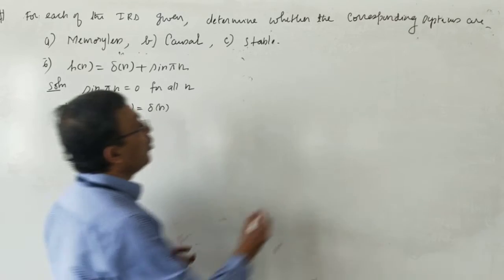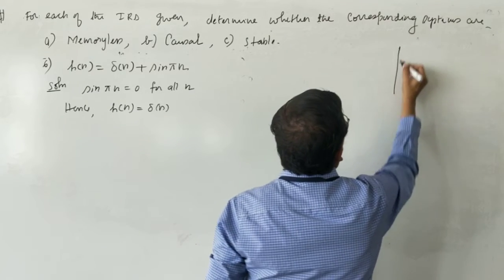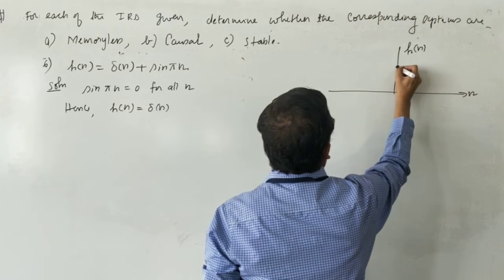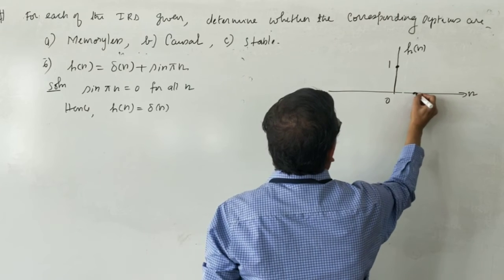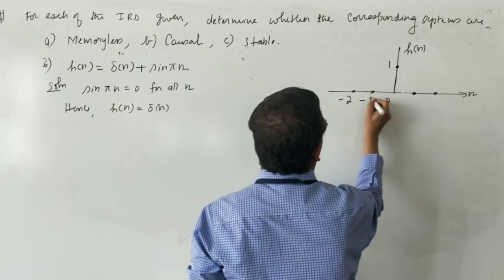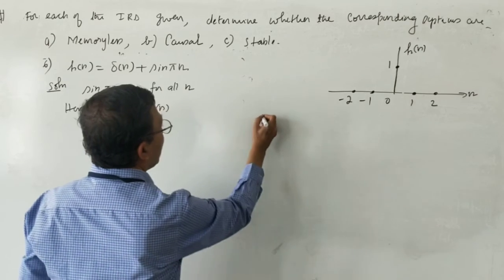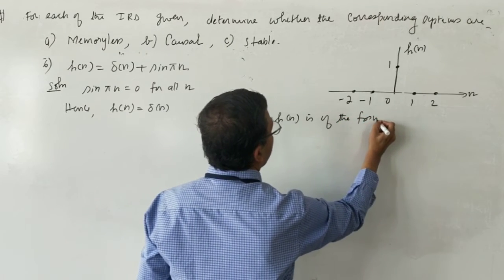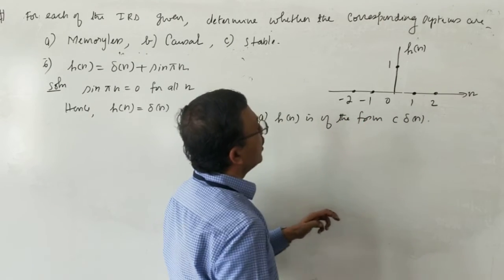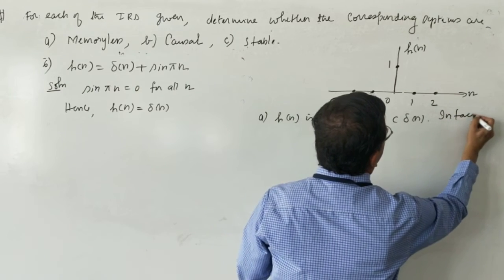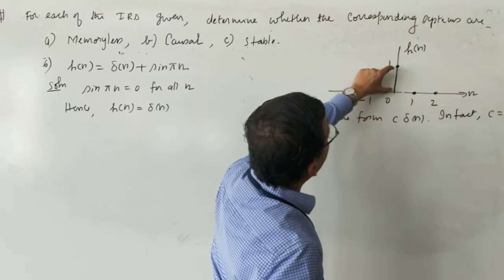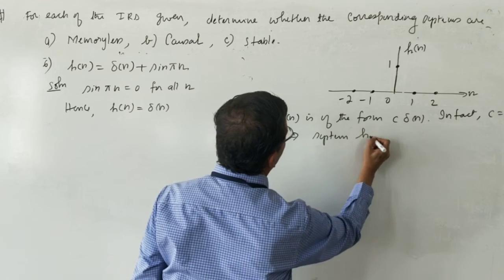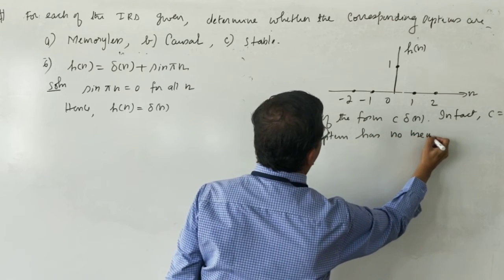So what I mean is, if you make a sketch of it, y-axis is h of n, x-axis is n. At n equal to 0, you got an impulse whose amplitude is 1. There are no other samples. So now you see, h of n is of the form c into delta of n. In fact, c equals 1, because the amplitude is 1. This implies the system has no memory, memoryless.